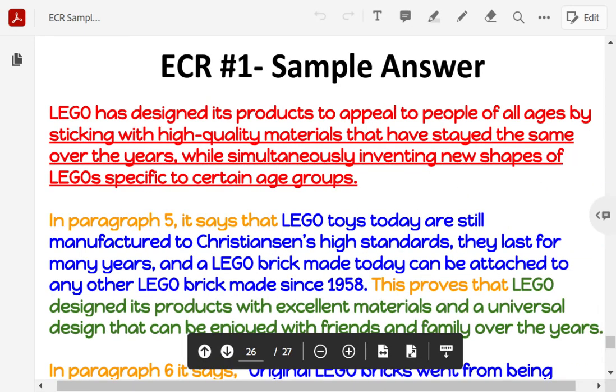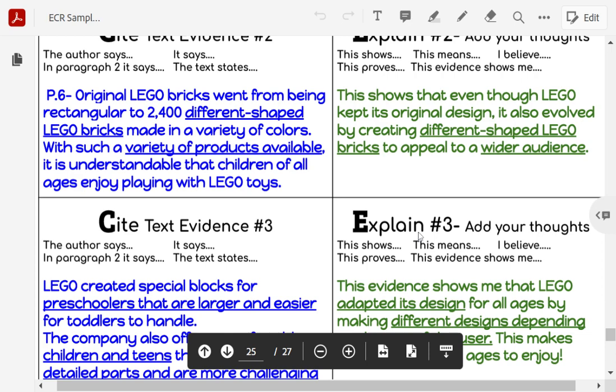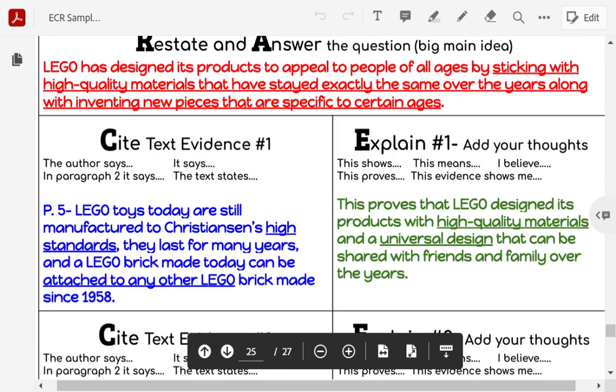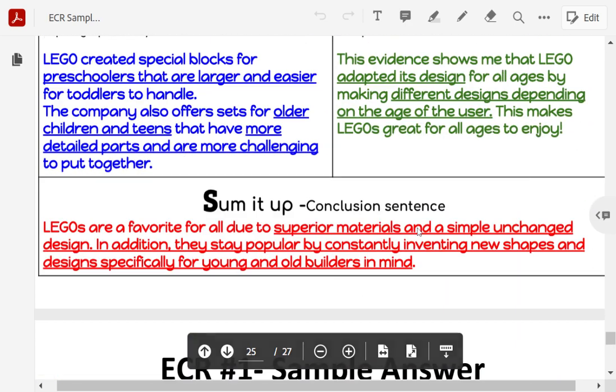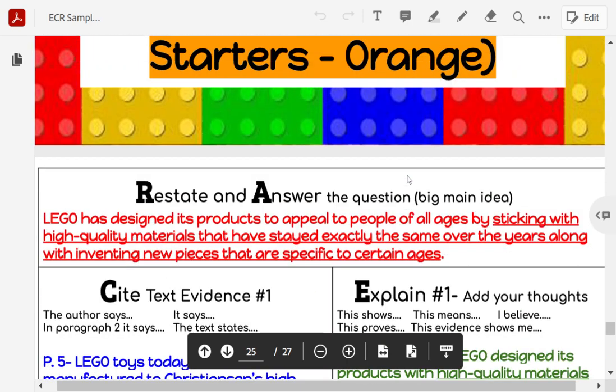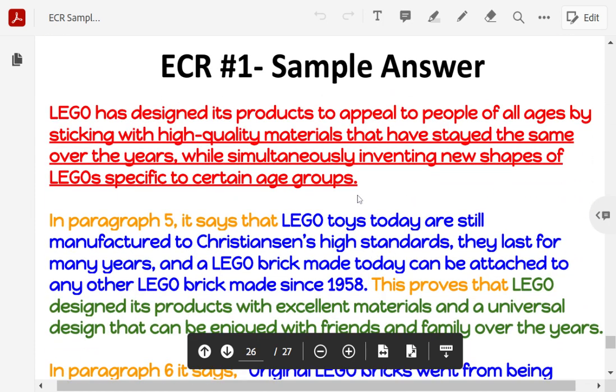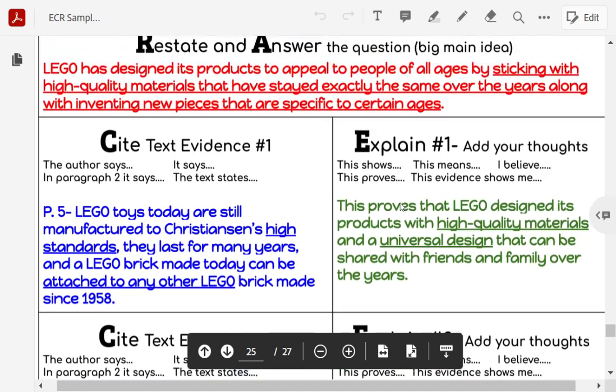So if you look at this, you'll see that I completely changed the RA. And you can kind of flip between the two to see the difference. So this one says sticking with high quality materials, and this says, that part was the same, sticking with high quality materials that have stayed the same over the years. This said exactly the same. I just changed it to the same. So I kind of simplified that while simultaneously. So that was a word that I added in when I revised it. So while simultaneously inventing new shapes.